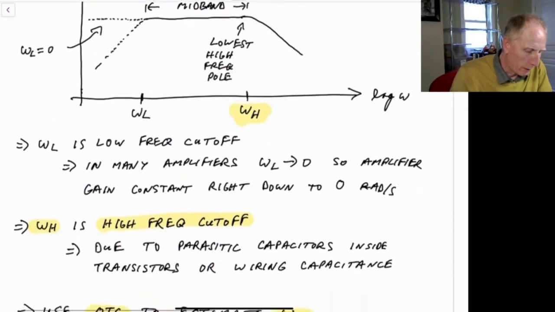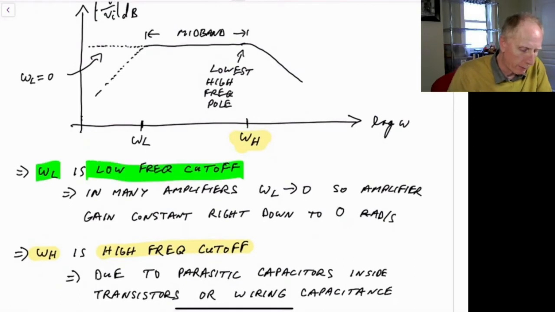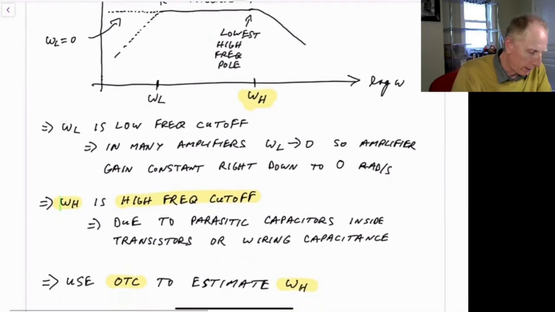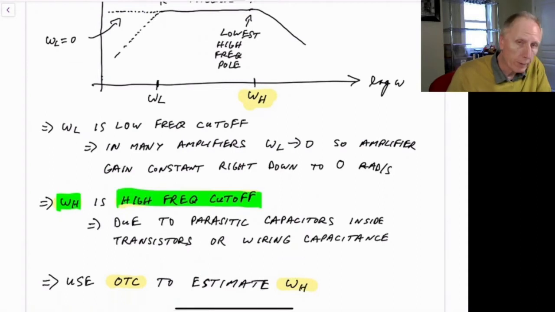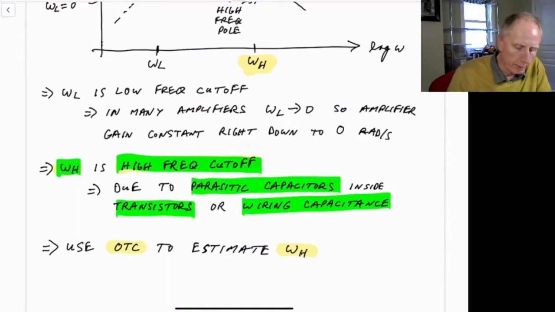So these words here just mention what we just mentioned. Omega L is a low frequency cutoff, and it could go all the way down to 0 radians per second. But in this video, we're more interested in omega sub h, and that will be our high frequency cutoff. Now this cutoff is typically due to parasitic capacitors. They're inside either transistors or the wiring capacitance of a circuit. And so these extra capacitances, which are typically unintended, cause the high frequency cutoff.